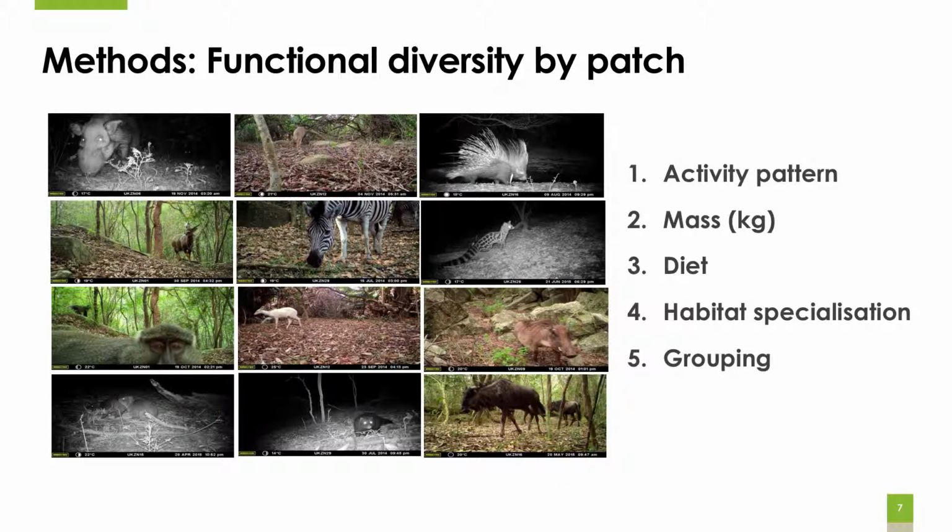For each of our species, we put together its functional diversity traits, looking at its activity pattern, whether it's nocturnal, diurnal, or cathemeral, its size, which is its mass in kilograms, its degree of diet specialization, habitat specialization, and also its grouping, so whether it's solitary, lives in pairs, or is a group living organism.